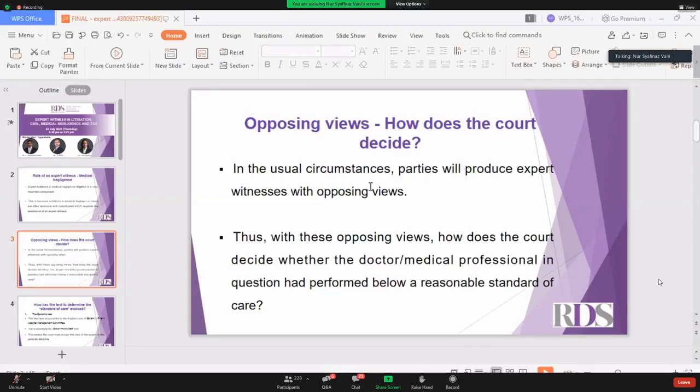Usually, it's common that the plaintiff will bring their own expert, and the other side will bring their expert, the doctors on their side. Definitely opposing views, for sure.